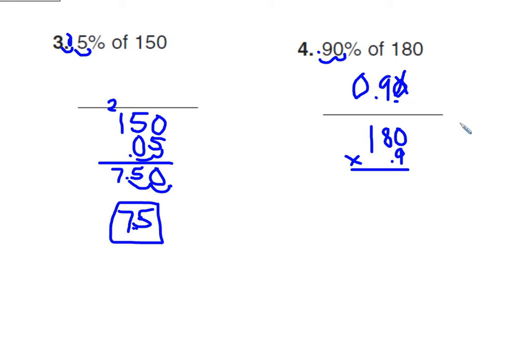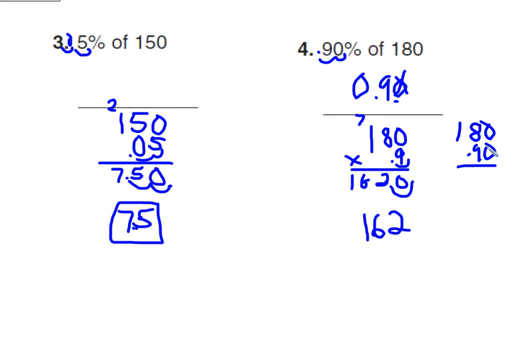I certainly could write it as 180 times 0.90, and I'd get the same answer. 9 times 0 is 0. 9 times 8 is 72. 9 times 1 is 9, plus 7 is 16. And how many numbers are behind the decimal point? 1. So 162 is 90% of 180.